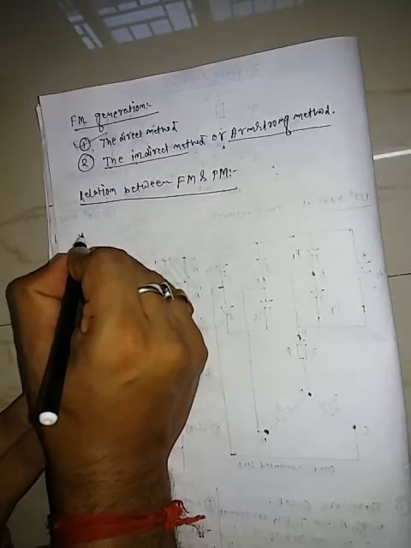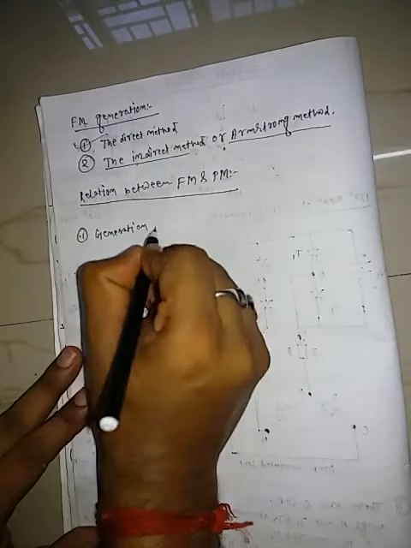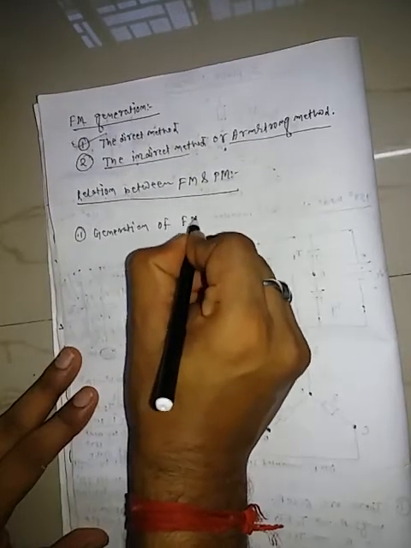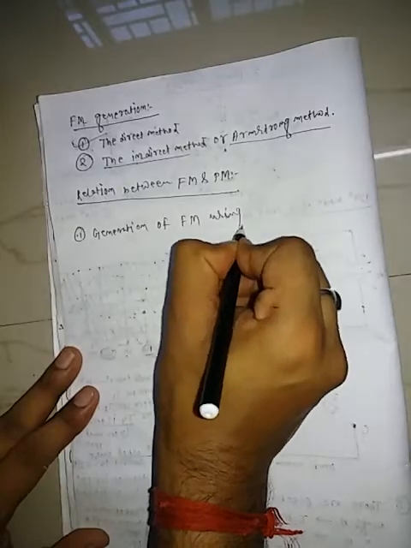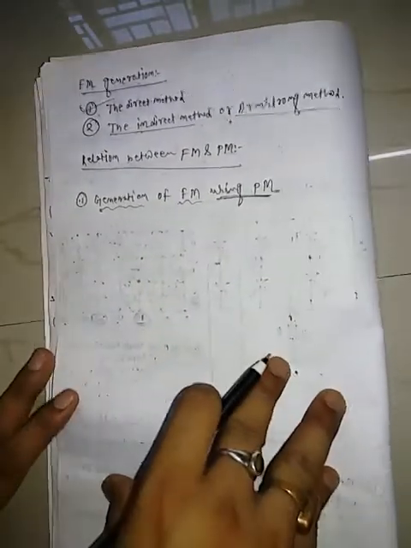First, generation of FM using PM. Means using PM, how FM can be generated. If we know the generation of FM using PM, then I can determine the relation between FM and PM.